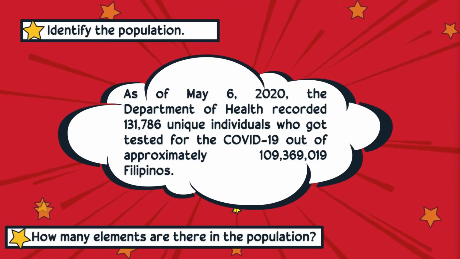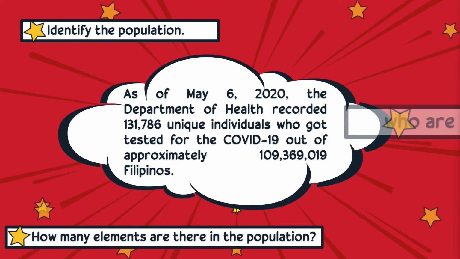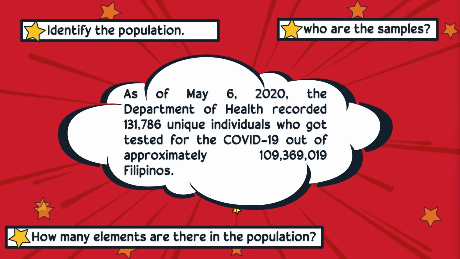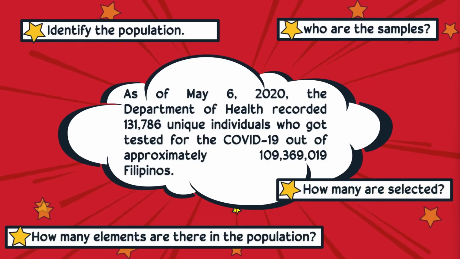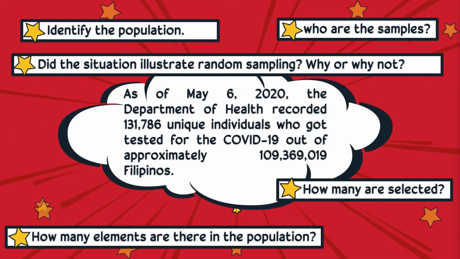What about how many elements are there in the population? Okay, so the correct answer is 109,369,019 Filipinos. Next question is, who are the samples? Very good. The answer is tested individuals. What about how many are selected? Very good. The answer is 131,786. The last question is, do you think the situation illustrates random sampling?